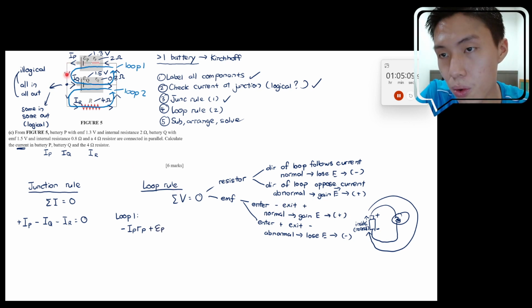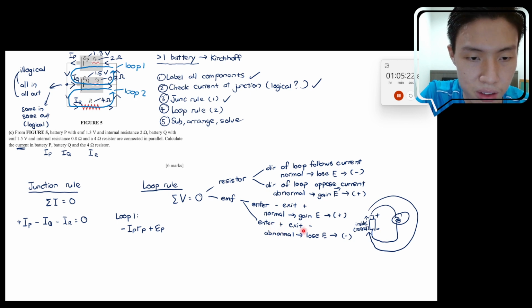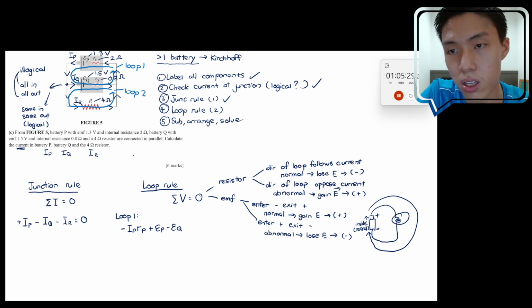Continue. I'm going down, going through here. So the next thing that I see is this battery over here, the EMF. I'm entering the positive terminal and exiting the negative terminal. So that's enter positive, exit negative. Normal way, lose energy, negative. So negative epsilon Q. Continue. I'm going through this resistor over here. My current is flowing to the right. My loop over here is also going to the right.